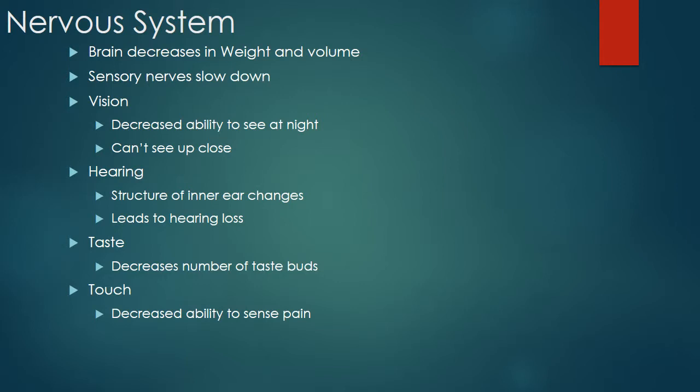Alright, so the nervous system: the brain decreases in weight and volume. Sensory nerves slow down. You start to lose your vision and hearing. You have a decreased number of taste buds, and you have a decreased ability to sense pain.